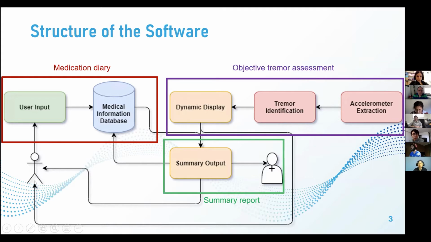Moving on to the objective side to the right, the tremor assessment component extracts accelerometer measurements of the phone and stores them in local memory for Parkinson's to detect whether a tremor occurs. At the bottom, the summary report combines the medical diary and the objective tremor assessment into a single file, allowing the user to email it to their physician. But enough talk about the software, let's actually show it in action.